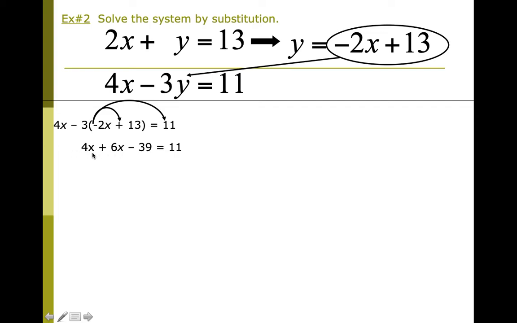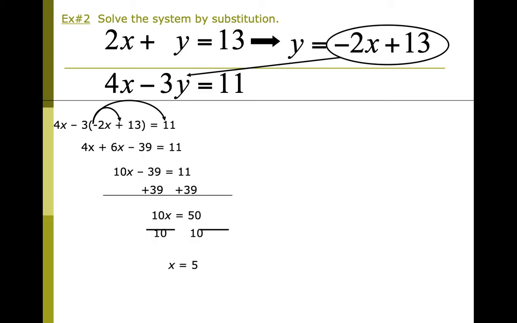We can combine these two. 4x and 6x makes 10x. So 10x minus 39 is 11. We add the 39 to both sides, and we have 10x is equal to 50. So now we divide both sides by 10, and when we do, we get 5 as an answer.